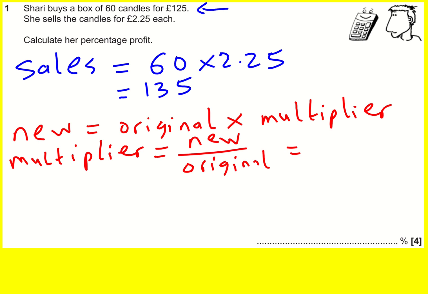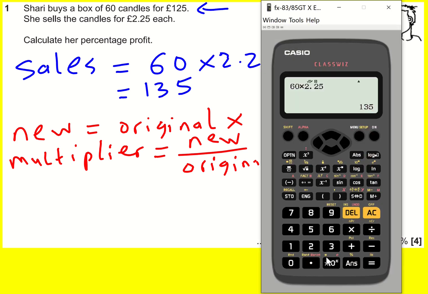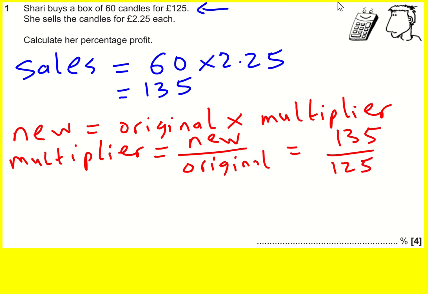And in this case, the new is 135, and then the old is 125, so I'm dividing them. I can just do answer divided by 125, and I get 1.08. That is my multiplier. And that means I've had an 8% increase. So the profit is 8%, and that's it.